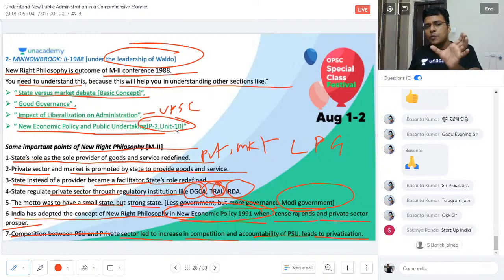After the new economic policy, competition has increased between the public sector and private sector. Now the public undertakings, or PSUs, are under constant stress to perform. If they cannot perform, if they cannot become accountable, they will be sold out. These are some important points of new right philosophy. Explaining this, you can easily write more than 100 words.